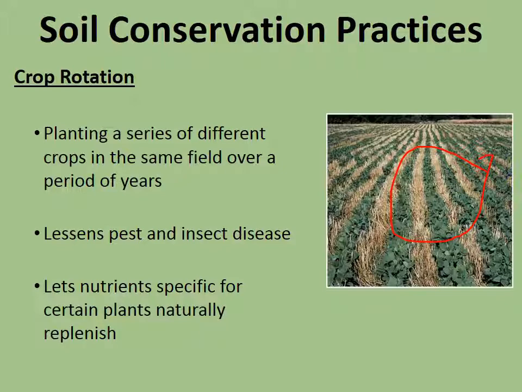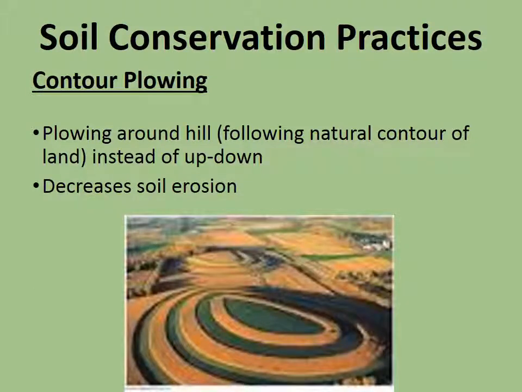So the next one is contour plowing, and this is plowing around a hill or following the natural contour of the land instead of going up and down. So you can see here is the top of your hill, here's the bottom of your hill. If I'm going to plant my rows of crops like this, I'm just going to get lots of water eroding down the slope. This way, when you're plowing to the contours, you get water that gets trapped here before it can run down, water that gets trapped here before it can run down, and so on and so forth. So this decreases your soil erosion.